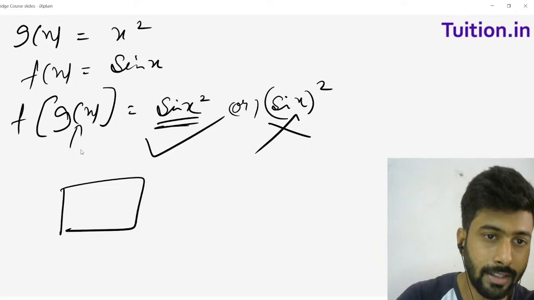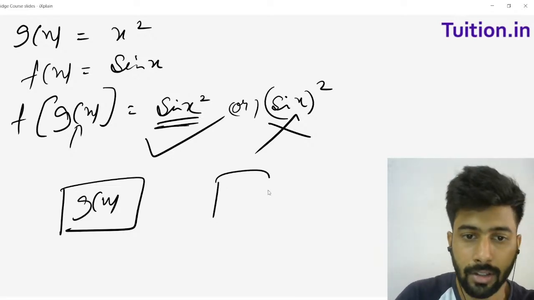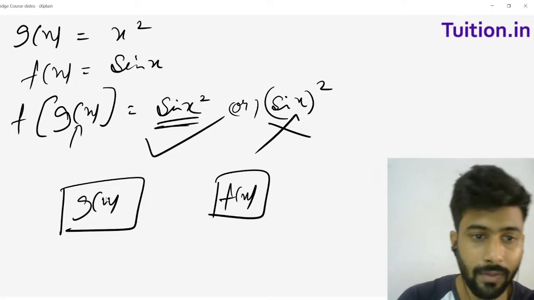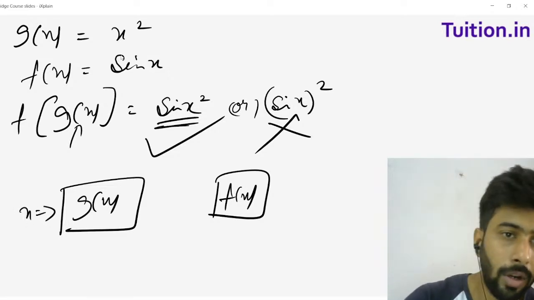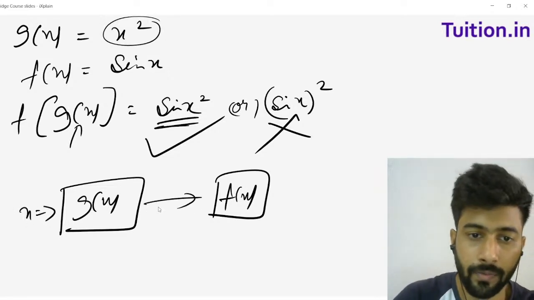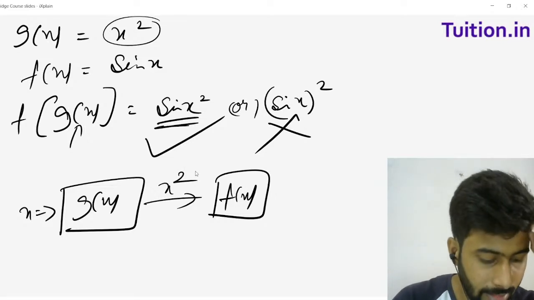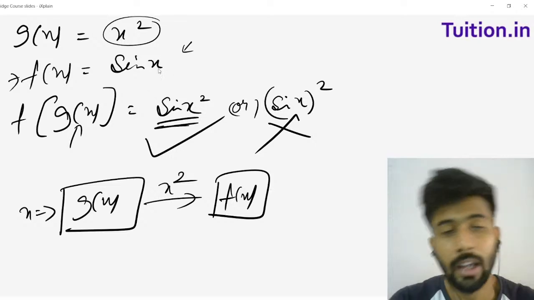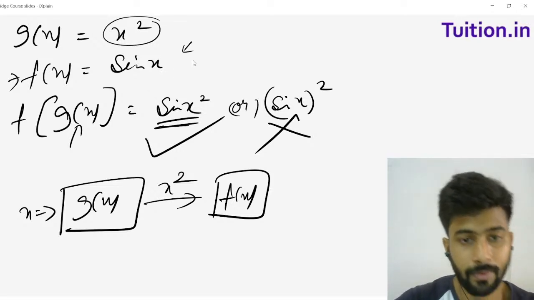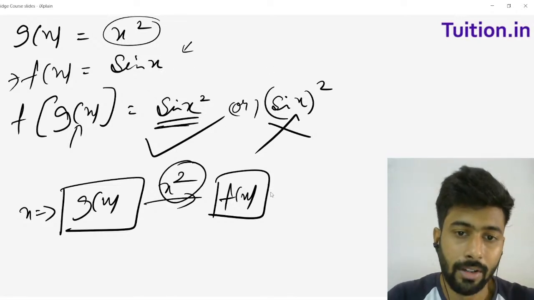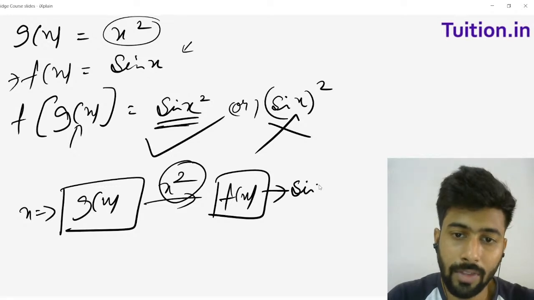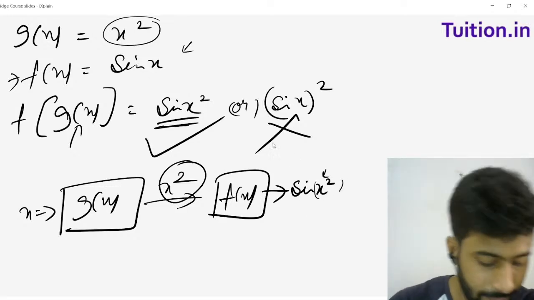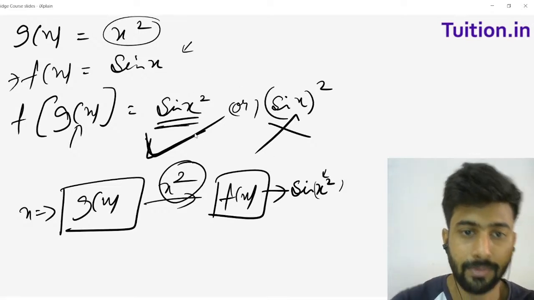G of x is inside. Put that on the left, then put f of x. First feed x as the input. What will g do? g will square the input. Now x square is going as input to f of x, which is sine. What will f of x do? Whatever input you give, f of x will give the sine of that input. Input is x square, so f of x will give me the sine of x square. So this is the answer.